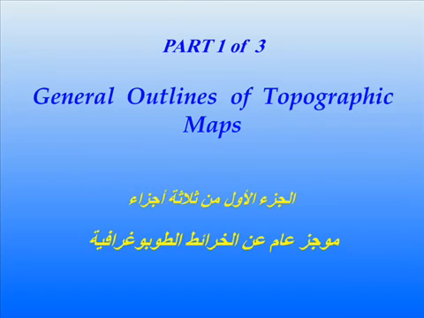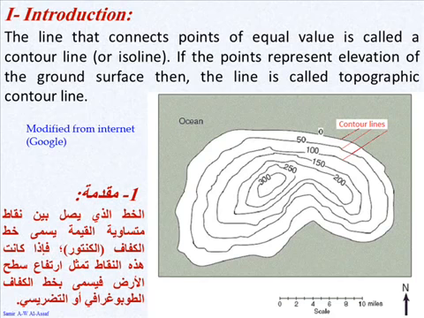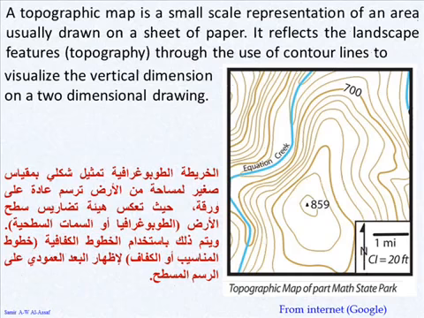Part 1: General outlines of topographic maps. 1. Introduction. The line that connects points of equal value is called a contour line or isoline. If the points represent elevation of the ground surface, then the line is called a topographic contour line. A topographic map is a small-scale representation of an area, usually drawn on a sheet of paper. It reflects the landscape features, that is to say, topography, through the use of contour lines to visualize the vertical dimension on a two-dimensional drawing.